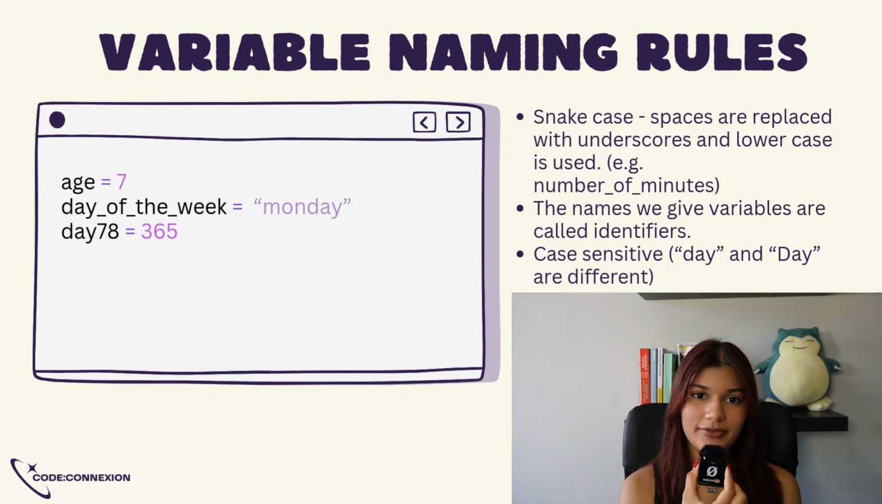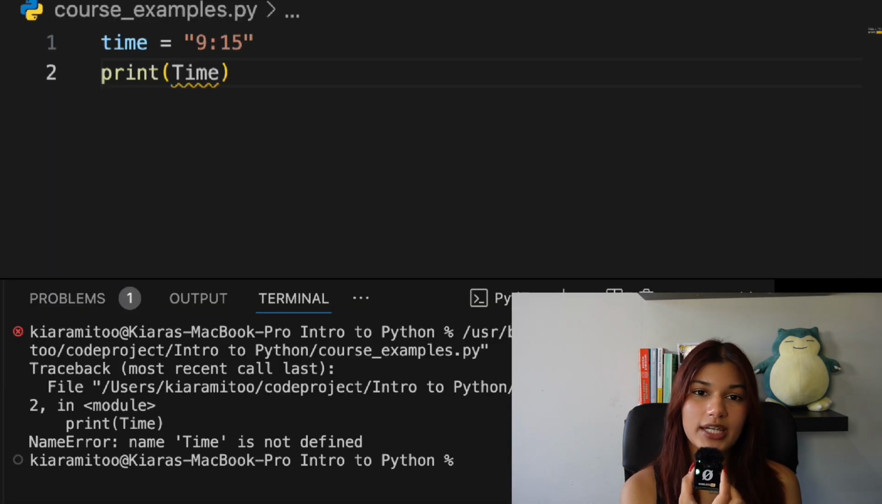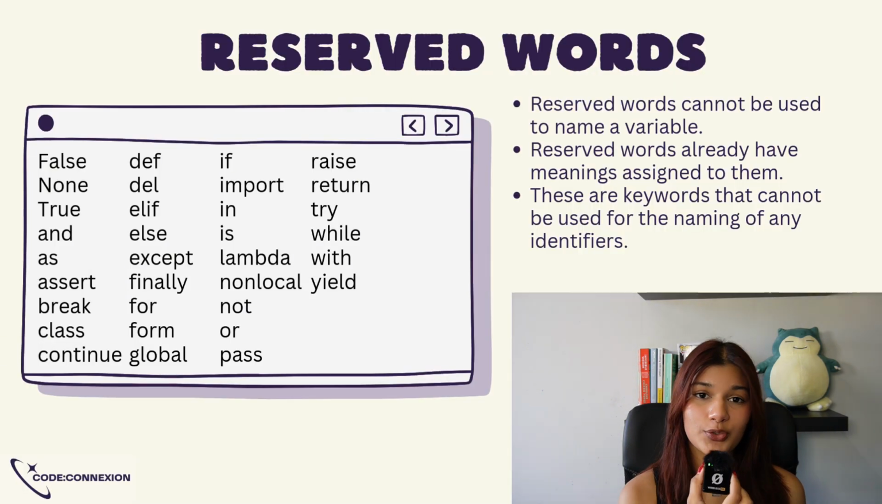Variables are case sensitive. If you create a variable called time with all lowercase letters, but you refer to it in your code with uppercase letters, you'll get an error because you haven't created a variable that has uppercase letters. To Python, this would be two different variables. And lastly, don't use reserved words. Reserved words or keywords are words in Python that already have their own meaning and functions, so rather stay away from using any of them in your variable names to avoid any confusion.